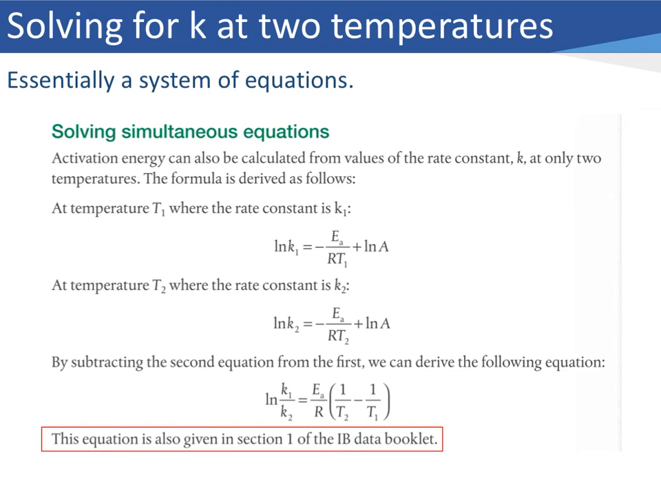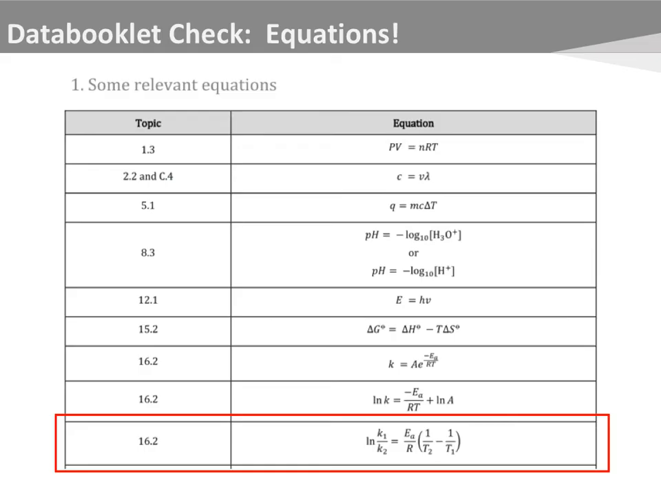So on our previous slide, this was called the graphical method. Sorry, my handwriting is just not very good today. I know, it's never good. This was called the graphical method. This is using 2 temperature values to find the activation energy. There it is in your data booklet. We have 3 equations for 16.2.